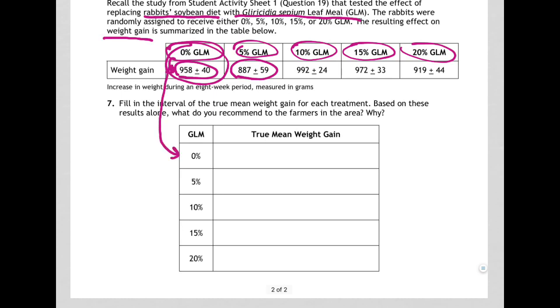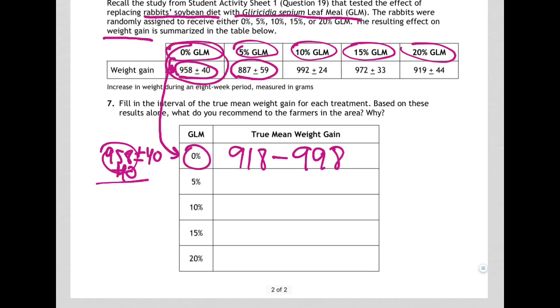So if I just transfer that down here, and I'm just going to write this out to the side, 958 plus or minus 40. So if I subtract 40, that'll be 918. And then if I add 40 to this number, plus 40, it'll be 998. So we can expect that rabbits who eat the diet that has 0% GLM will basically have a weight of 918 to 998 grams, because it's measured in grams. So we could expect that to be their weight.